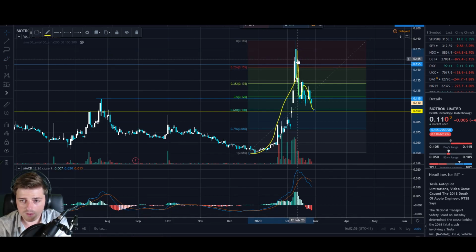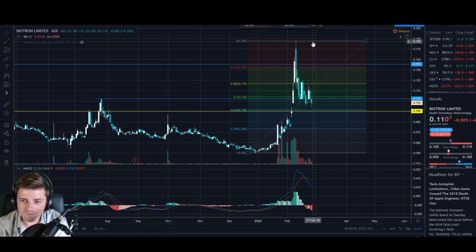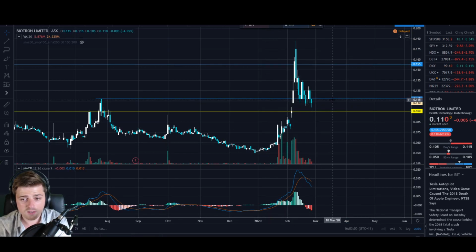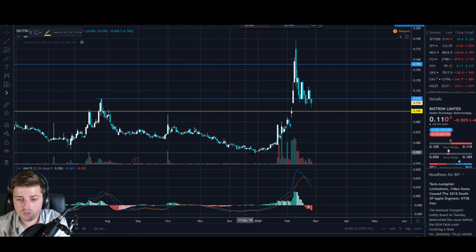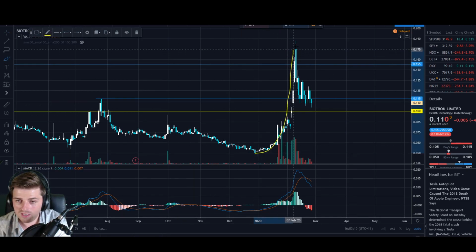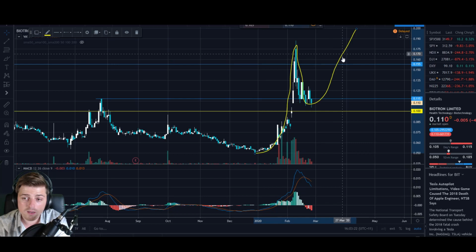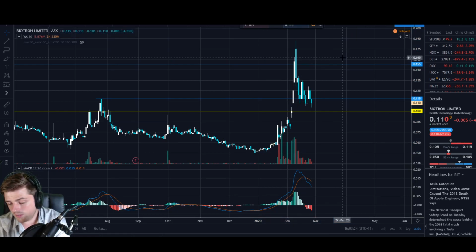But again, Biotron really isn't a tradable stock. This was more of a story trade for the coronavirus. It just doesn't have good fundamentals to trade a bounce and a rally up. So I don't expect this stock to hit the 61.8% and somehow end up rallying again. The fundamentals aren't that great. So if you want to know if your stock is going to keep rallying or not, then you better understand what it is you're trading and investing in.